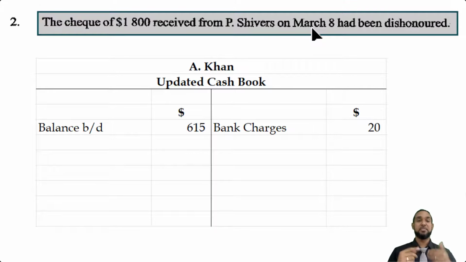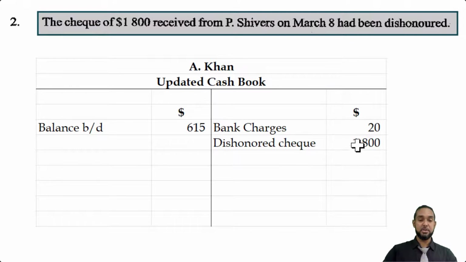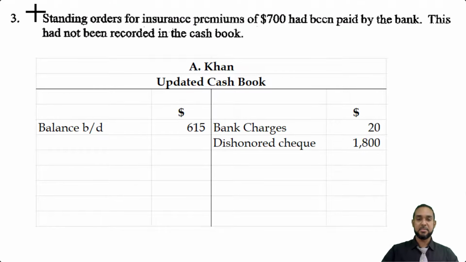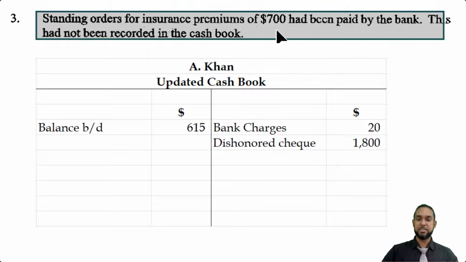So if that's the case, we have to kind of undo the receipt. Because remember, we initially received this amount, which was put on the debit side of the cash book. So if we didn't actually get the money, we have to undo the debit. And to undo a debit, you have to go on the opposite side and enter the same amount, which is 1,800. So this will kind of counterbalance the initial debit of 1,800 from P. Shivers, right?